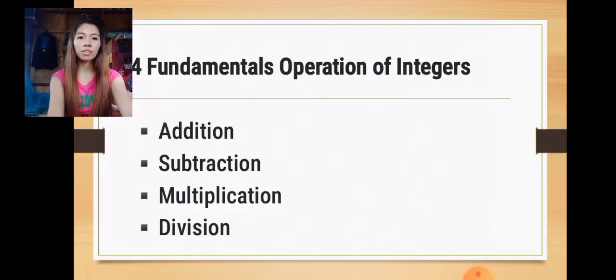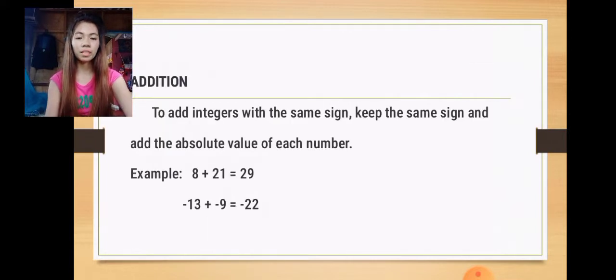There are four fundamental operations of integers, which are addition, subtraction, multiplication, and division. First, in addition, to add integers with the same sign, keep the same sign and add the absolute value of each number. For example, 8 plus 21 is equal to 29. And what if both have a negative sign? For example, negative 13 plus negative 9 is equal to negative 22.